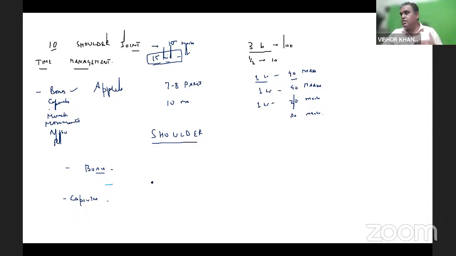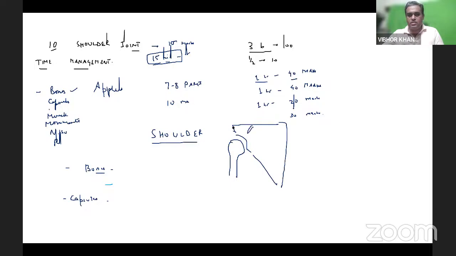The thing over here is most students have that mental block. Okay, sir, I can't make diagrams. No one is checking the beautification of the diagram. You simply have to make the head of the humerus over here. You make a glenoid cavity and a bit of a scapula, basic anatomy over here, and a coracoid process coming in.